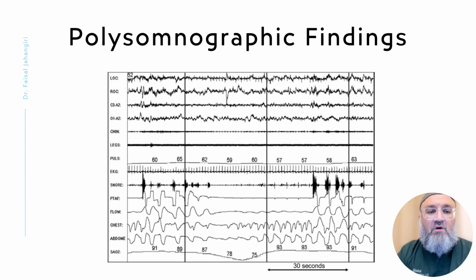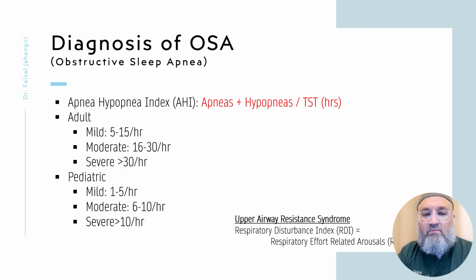These are the different polysomnographic channels. You can see left oculogram, eye movement, right oculogram, then C3A2, O2, which is EEG, and then chin EMG, leg EMG, then pulse rate 60, 65, 60, 60, EKG, heart rate, and then snoring. You can see snoring, and total nasal flow, chest movement, abdominal movement, and oxygen level. It's 91, 89, and then drops during apnea. When you see snoring, this stops, there's no snoring, and then it comes back when the patient wakes up.